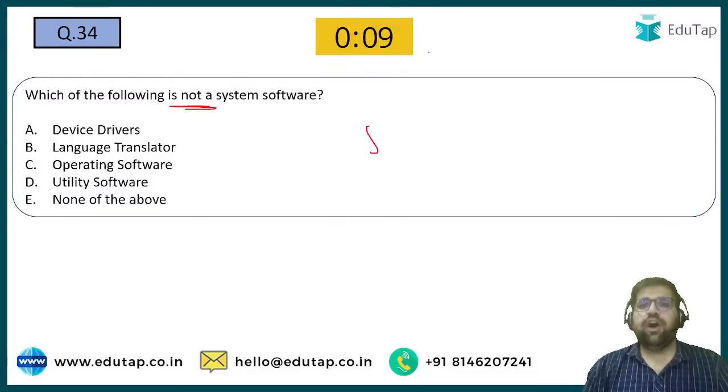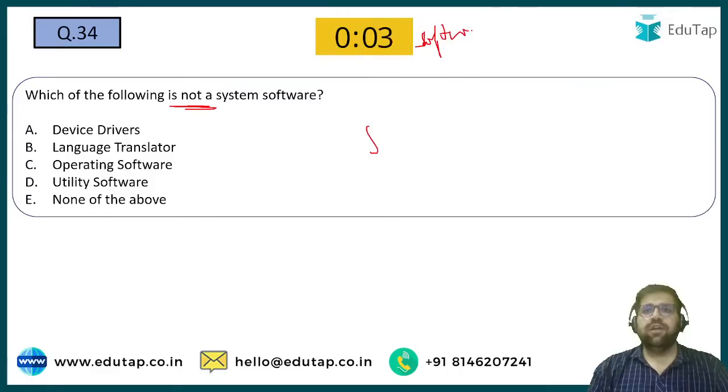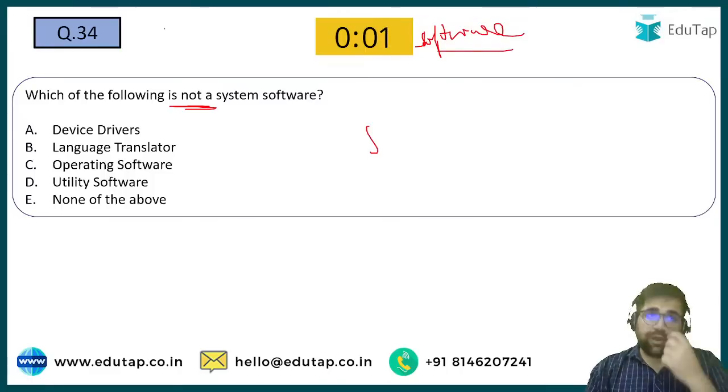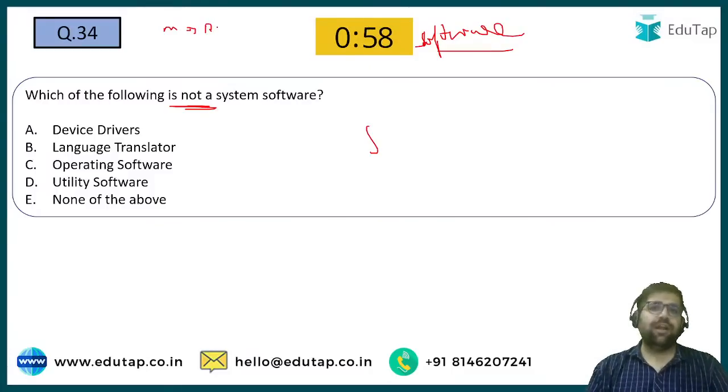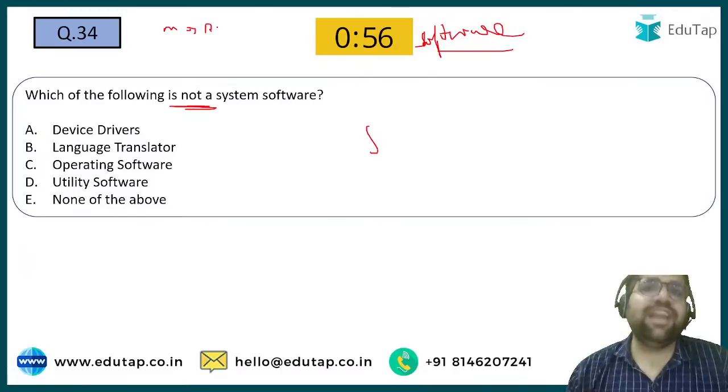Now see, we have finished discussing hardware, and memory is done. Now we are discussing software. In memory, remember, I am repeating again and again, a question on RAM and ROM will surely come. So please do it very carefully, okay?